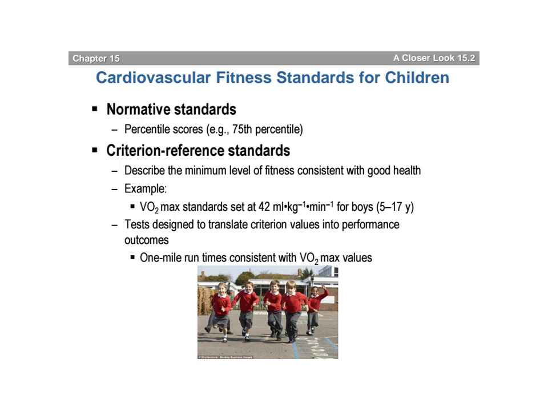So, for example, the FitnessGram evaluation program has come up with a set of standards for children. They found that a VO2 max standard for boys aged 5 to 17 years old is 42 milliliters of oxygen per kilogram per minute. So as long as they meet that standard, they're fine.